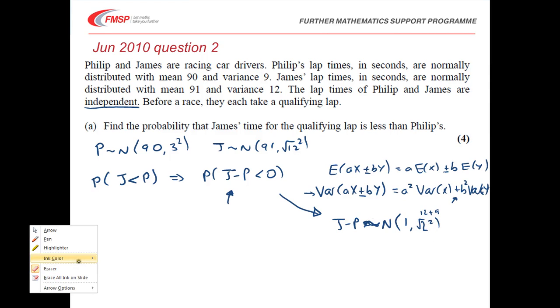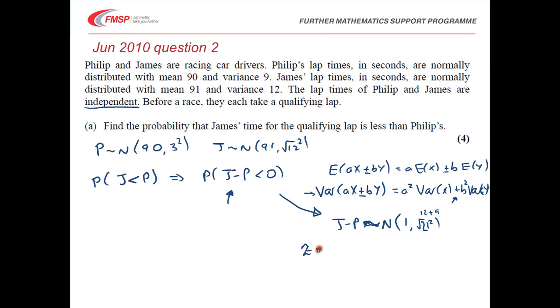Okay, so now solving this, we are going to normalize it in the same way that we would. So we need to recognize that z is equal to (x minus mu) over sigma. So that's going to be x, which is 0, minus mu, over sigma, which is root 21, and that's the whole reason why I prefer to write things as sigma squared. That's going to give me a z value of minus 0.2182.